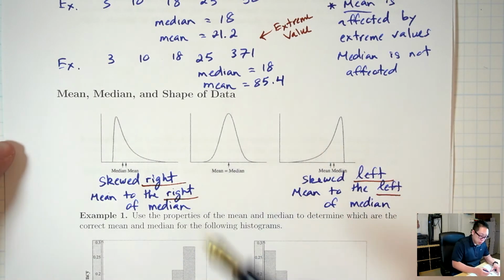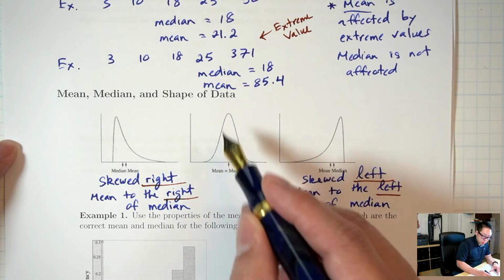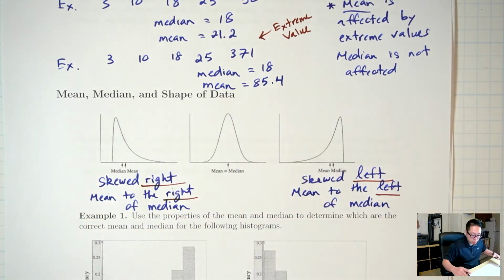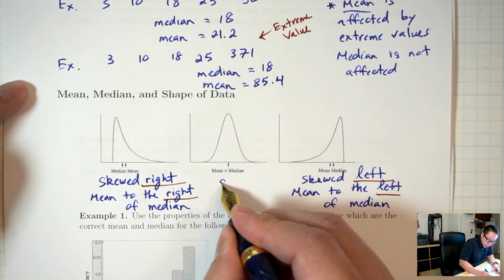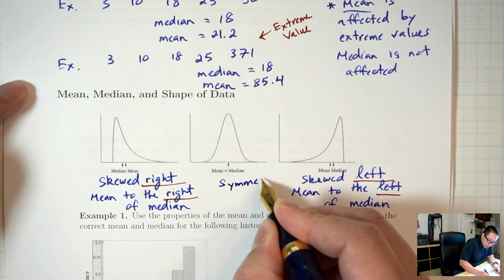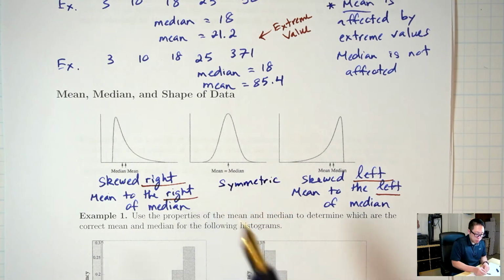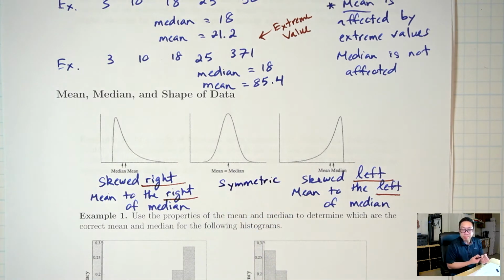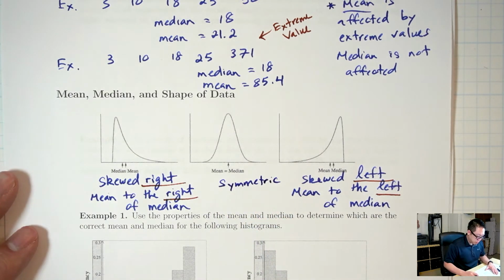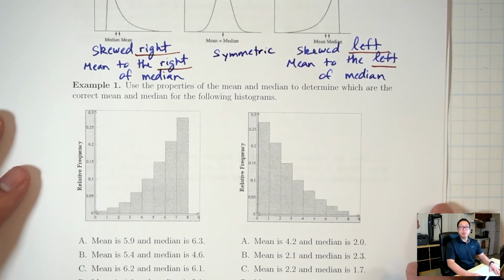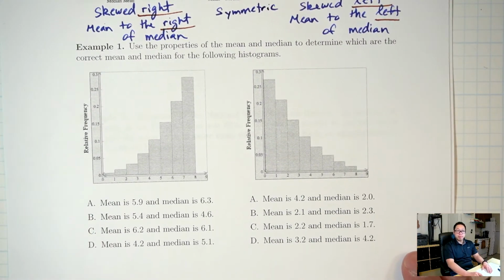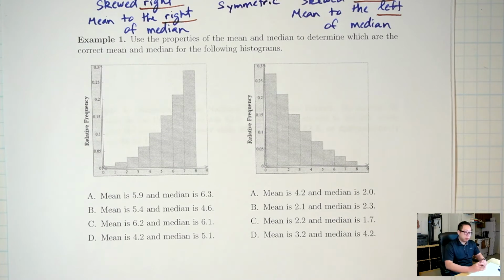And then the picture in the middle is the peak in the middle, and then you have equal tails on both sides. This is symmetric. So in a symmetric picture, this is saying that the mean and the median are about the same. Okay, so now let's use these facts. Example 1. Use the properties of mean and median to determine which are the correct mean and median for the following histograms.